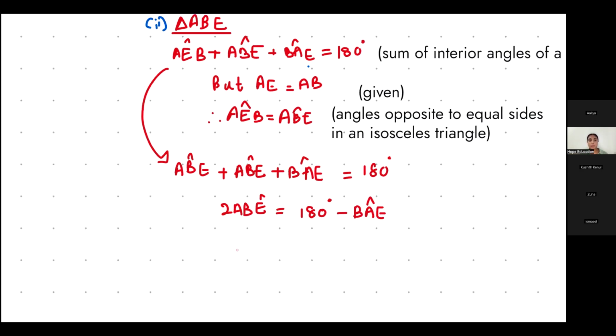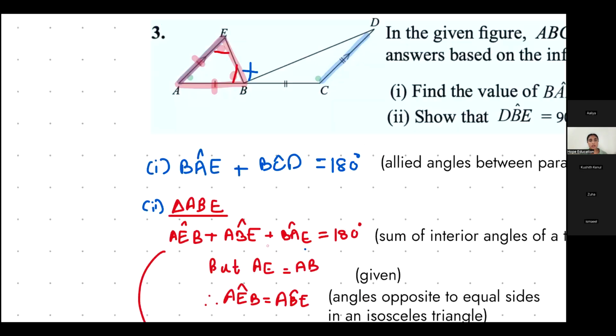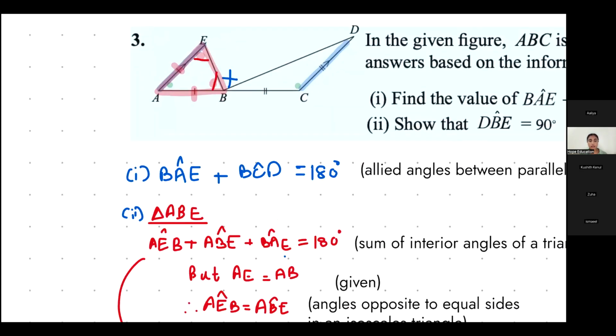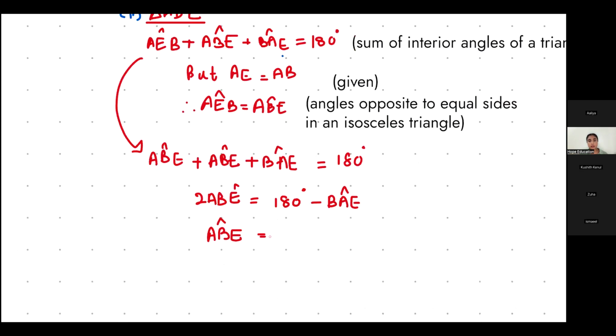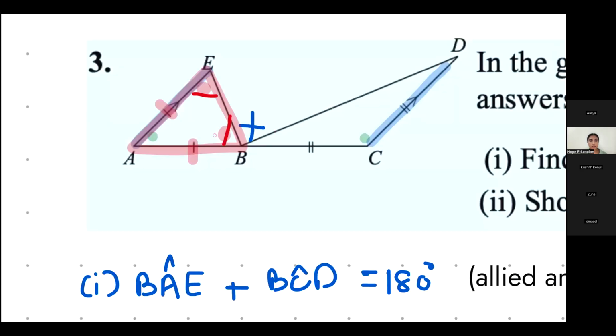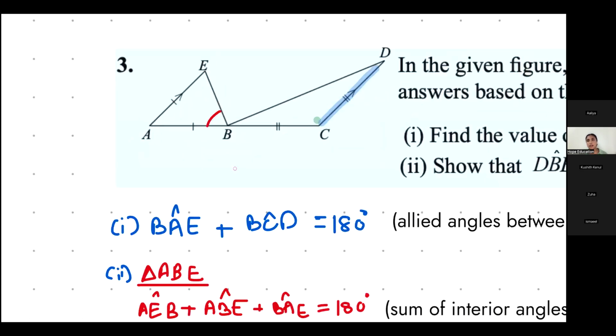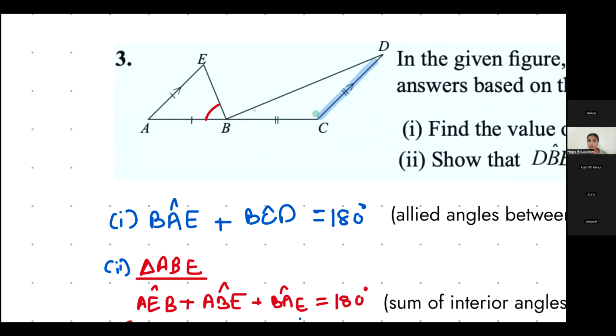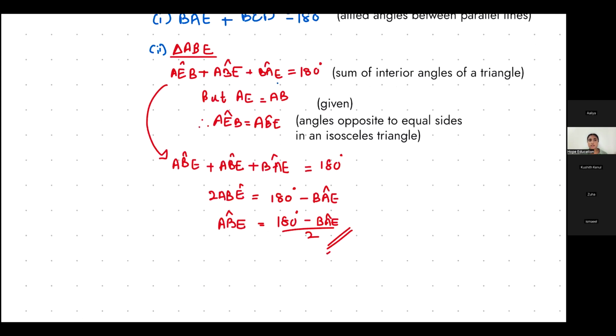Therefore, ABE equals 180 minus BAE, divided by 2. Up to that point, is it clear? So what I found is this angle. I erased everything and got an idea about this angle. I found a rough estimate of this angle. Is that clear to all of you? Give me a thumbs up. What I did here. Others? All right.